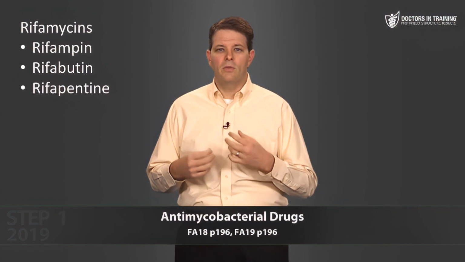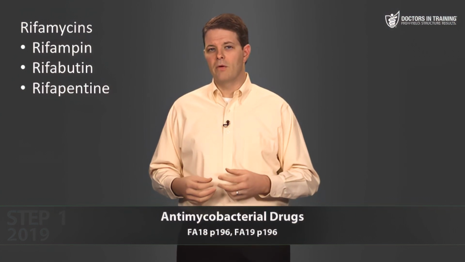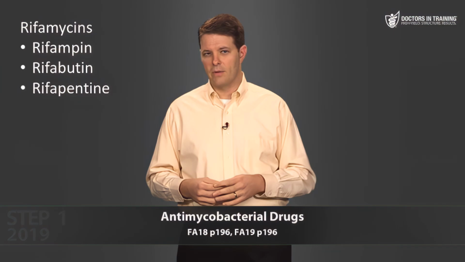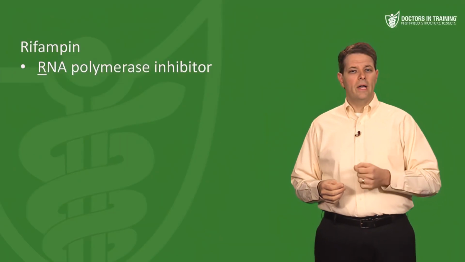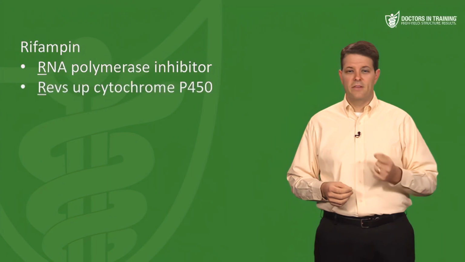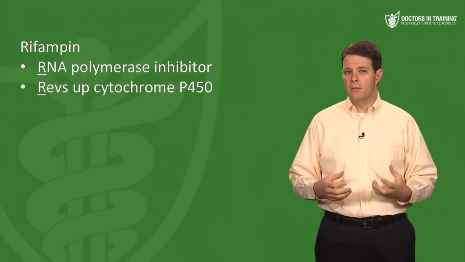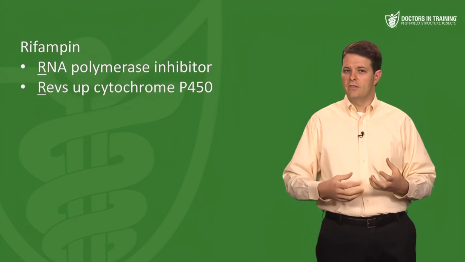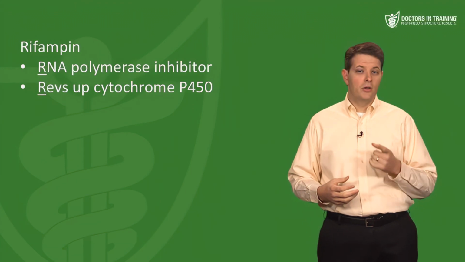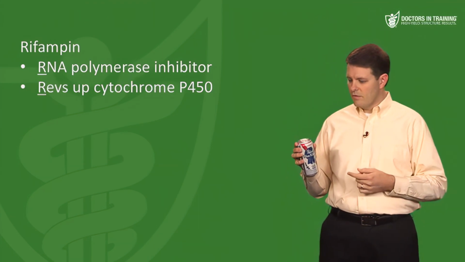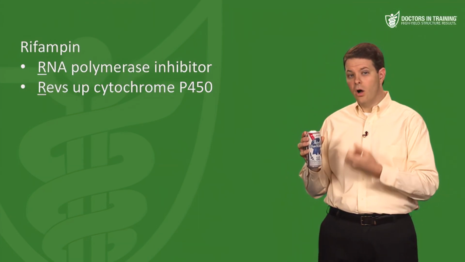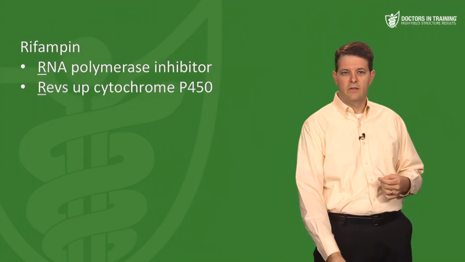Now, you can remember most of what you need to know about rifampin for step 1 by remembering the 4 R's of rifampin. The first R is the mechanism of action. Rifampin is an RNA polymerase inhibitor. Then the second R, rifampin revs up cytochrome P450. It induces P450 enzymes. Now, do you remember the mnemonic for all the P450 inducers? I'll give you a hint. Rifampin was the R in PBRs. Go back and review that if you need to.